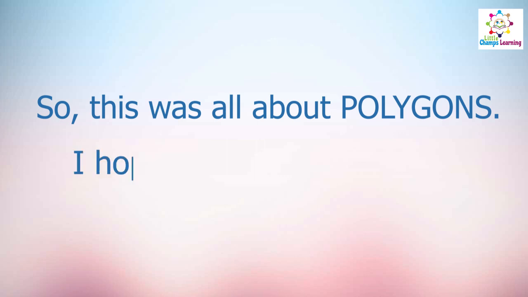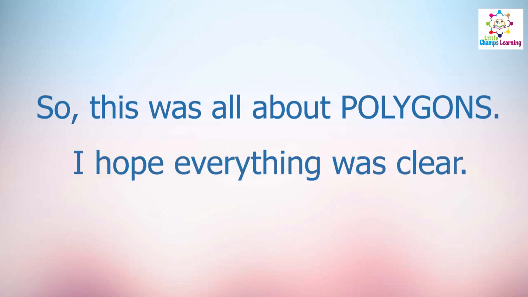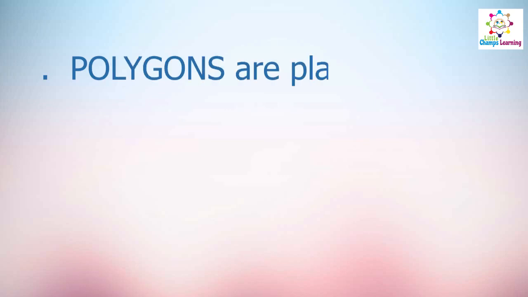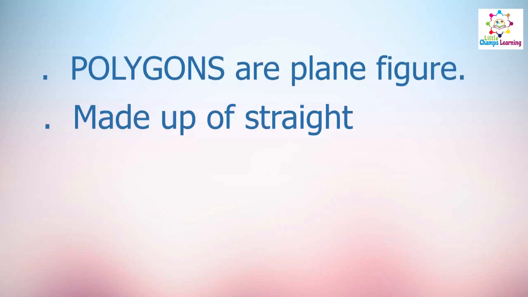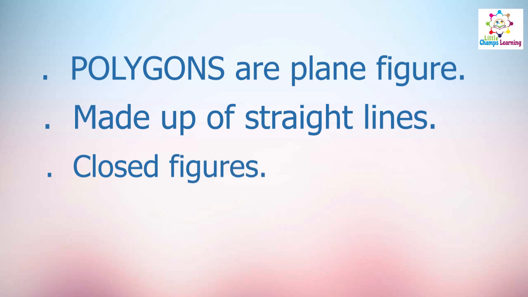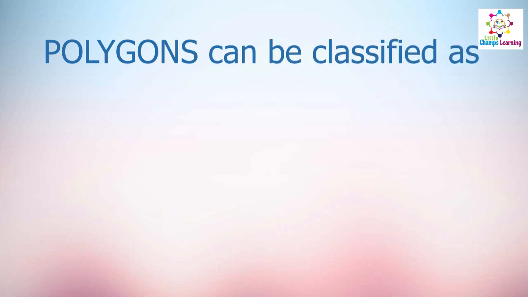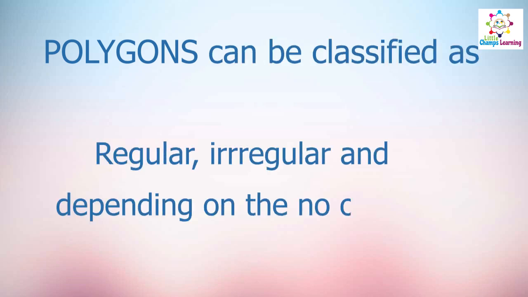So this was all about polygons. I hope everything was clear about polygons. Let's revise. Polygons are plane figures made up of straight lines. They are closed figures. They are made up of parts: sides, vertices and angles. They can be classified as regular, irregular and also depending on the number of sides.